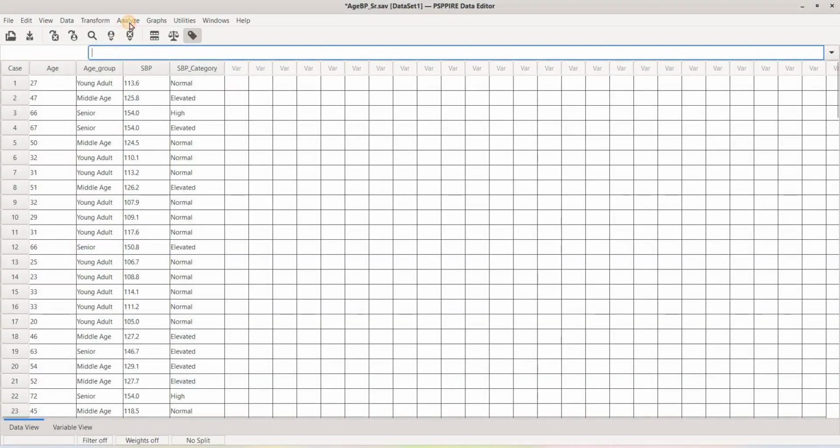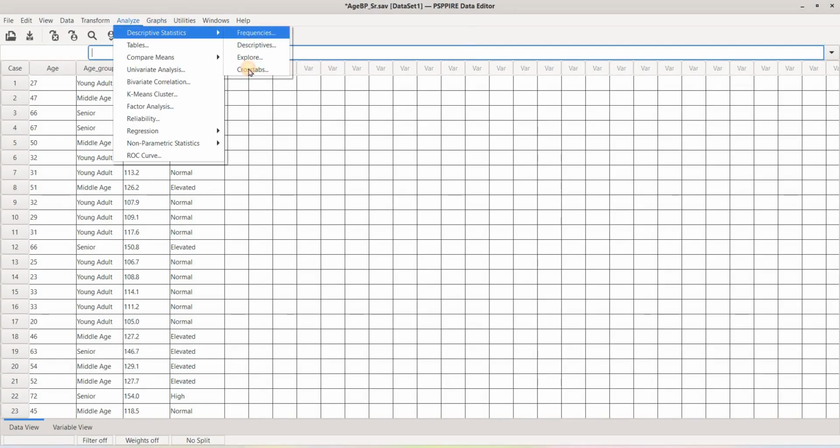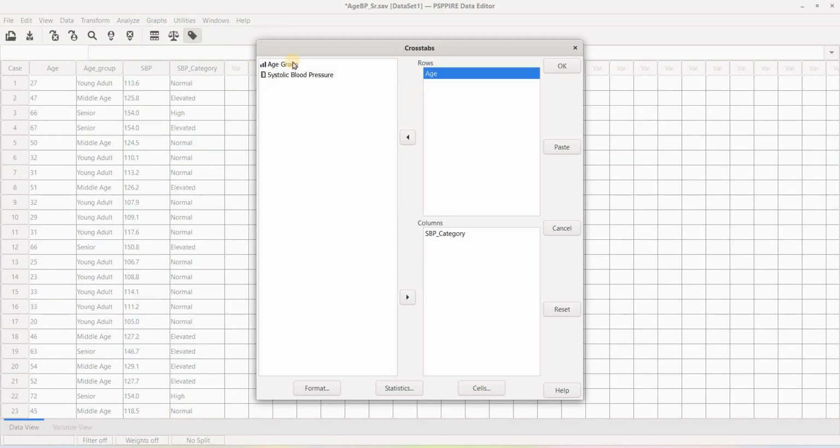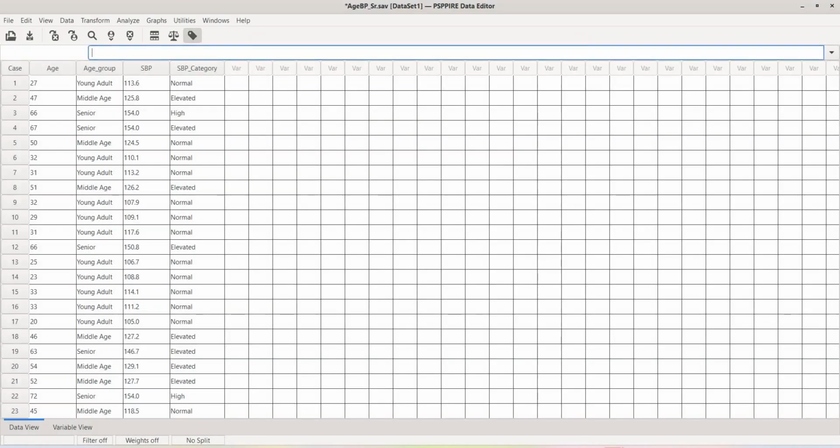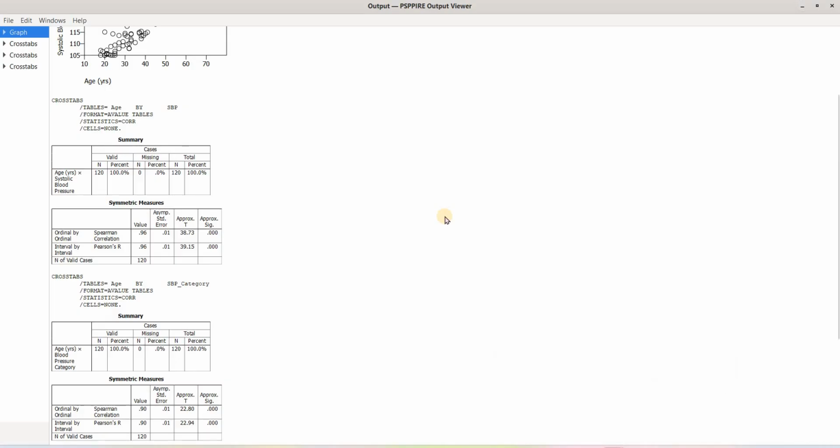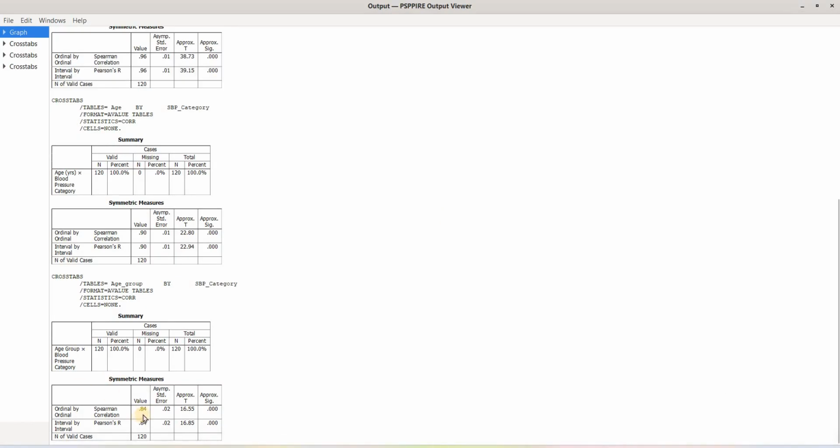And if we go back to Analyze, Descriptives, and we come to Cross Tabs, let's switch age for age group. So we have two ordinal variables. I will click OK, and if we come right here and scroll down, we get a Spearman R value of 0.8, which is still a strong correlation, and the significance value we see in here is still less than our alpha of 0.05, which tells us that this is a significant correlation that we could use to estimate at the population level.